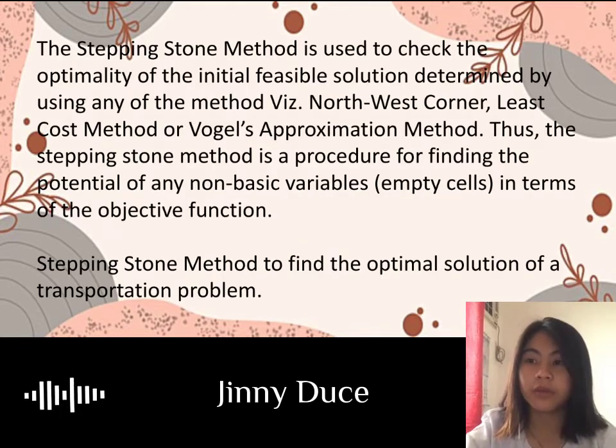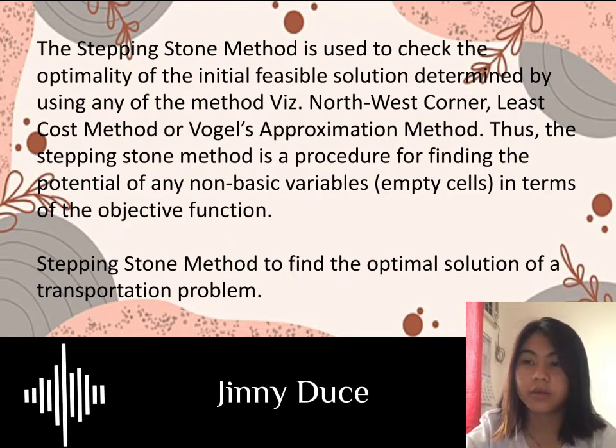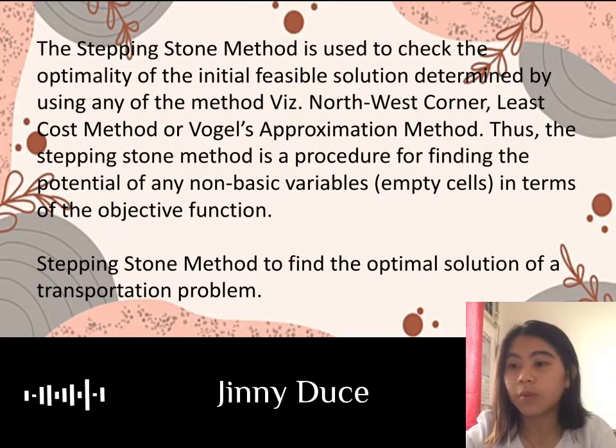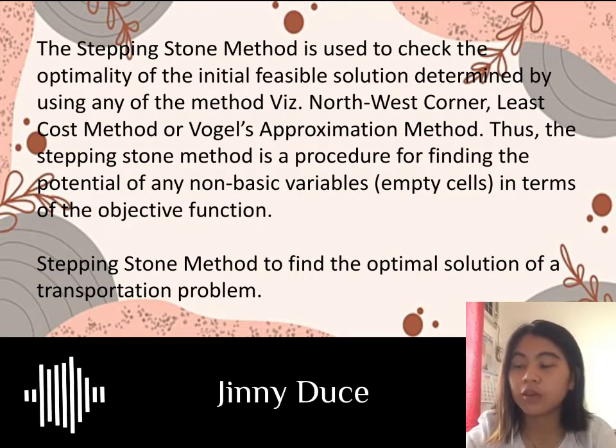The stepping-stone method is used to check the optimality of the initial feasible solution determined by using any of the methods: the northwest corner, least cost method, or Vogel's approximation method. Thus, the stepping-stone method is used for finding the potential of any non-basic variables and empty cells in terms of the objective function.